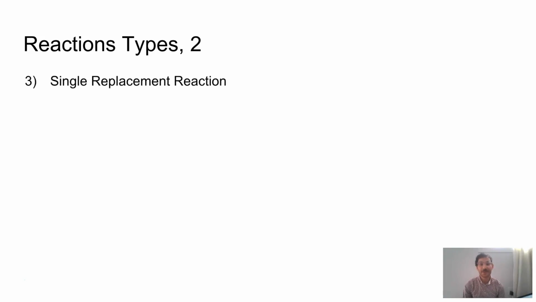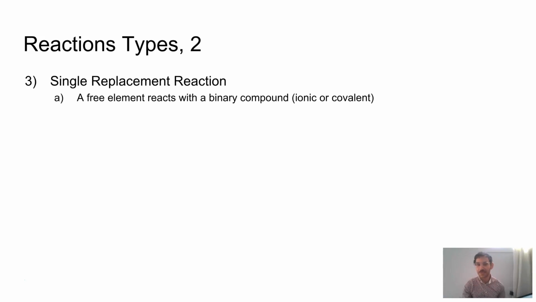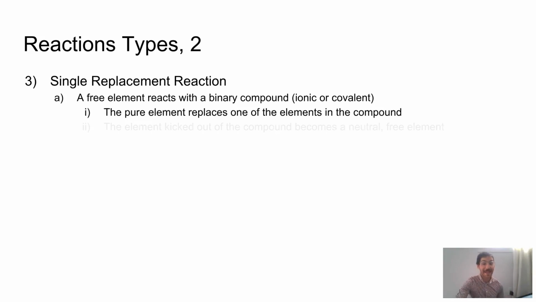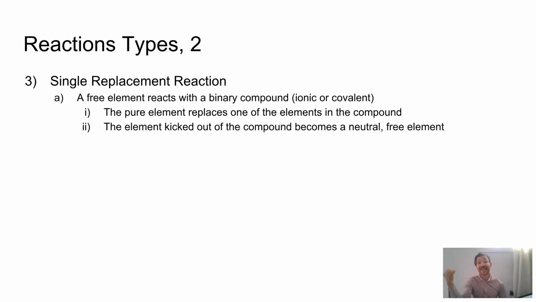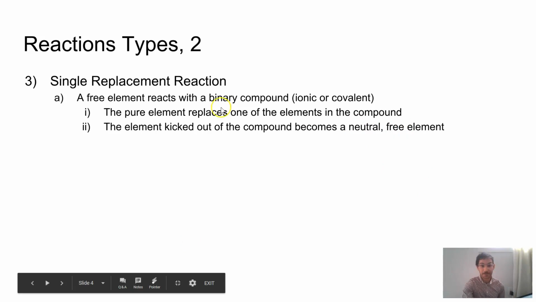Neato. Well, other reaction types, getting fancier, we have a single replacement reaction. This is where a free element is going to get mixed up with a binary compound, and this is going to be either ionic or covalent. The pure element is going to replace one of the elements in that compound. The element that gets kicked out of the compound then becomes a neutral free element, like the dude who jumped in and took its place.